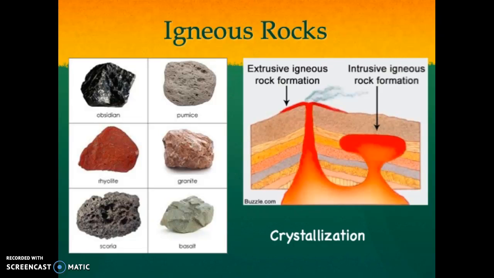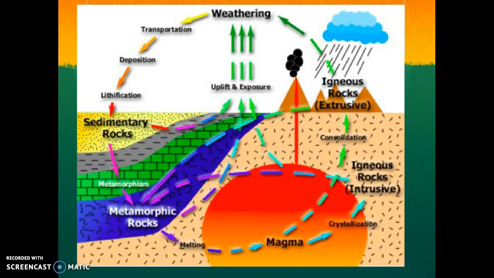Fine-grained rock is cooled rapidly, which is why you cannot see the grains. So extrusive rocks are found on the surface. Granite is an igneous rock. You often find granite in your kitchen. So if you go look in your kitchen, you might have a granite countertop, which is cool because it's an igneous rock.